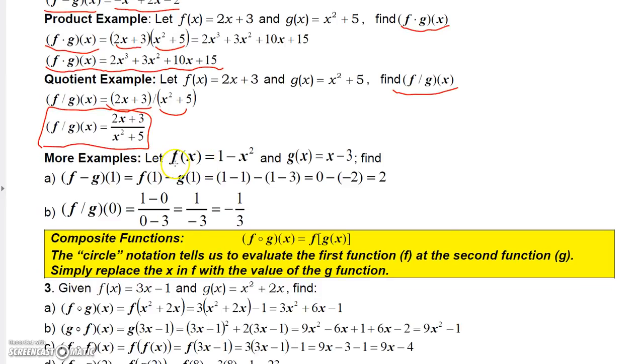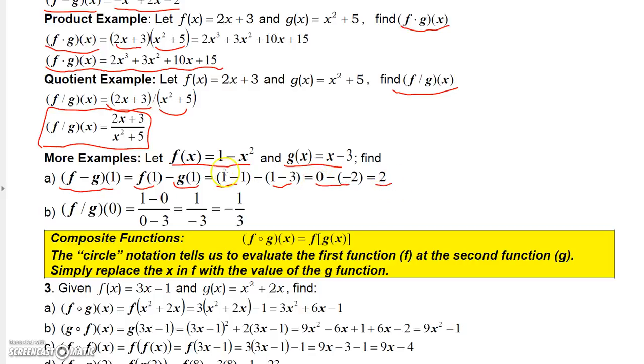You can also do these with values as well. So let's say I gave you these 2 functions: f of x equals 1 minus x squared and g of x equals x minus 3. What if I said find f minus g evaluated at 1? Well, that would be the f function evaluated at 1 minus the g function evaluated at 1. If you plug 1 into the f function, you get 1 minus 1. And then for the g function, if you plug 1 in, you get 1 minus 3. So basically you're going to get 0 minus negative 2, which is 2.